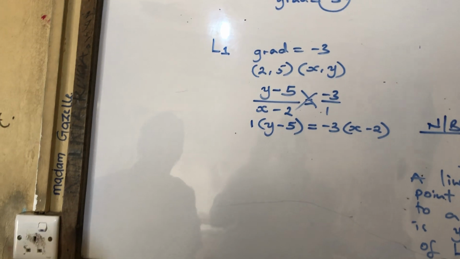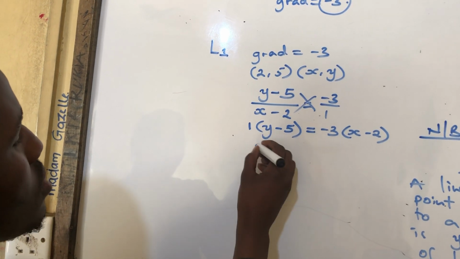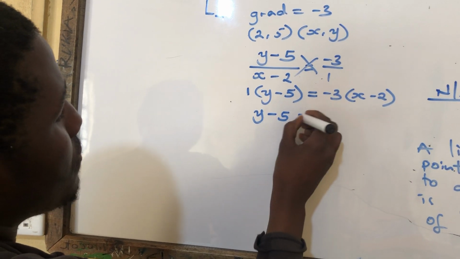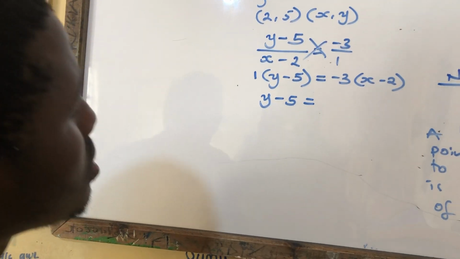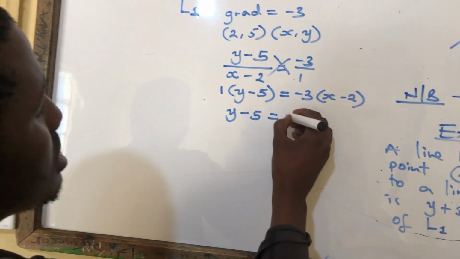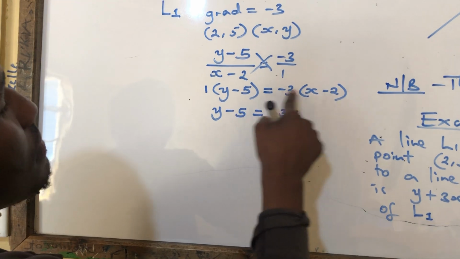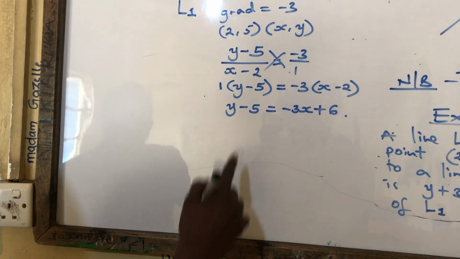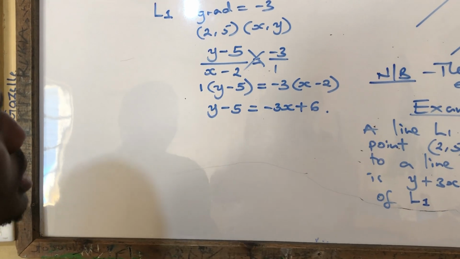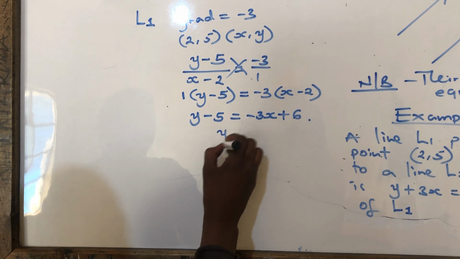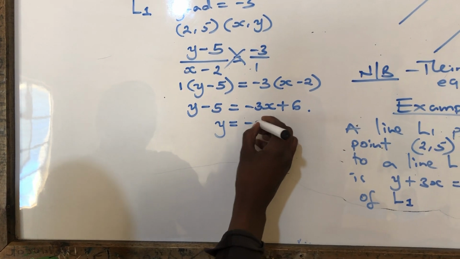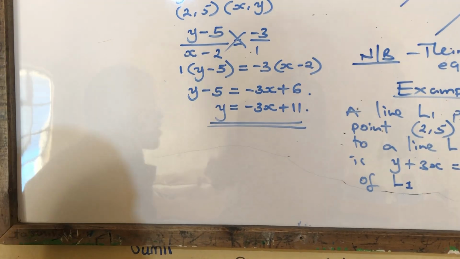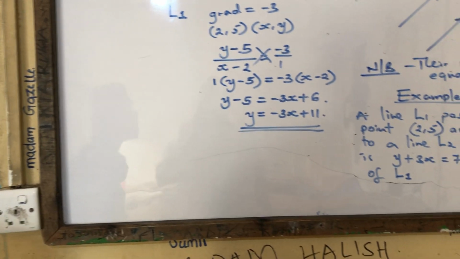Let's multiply out and see what we're getting. 1 times y will give us y. Then 1 times negative 5 will give us negative 5. Equals negative 3 times x is negative 3x. A negative times a negative will give us a positive. The 5 will then cross to the other side of the equal sign, so that we'll have y is equal to negative 3x plus 11. This becomes the equation of line L1.